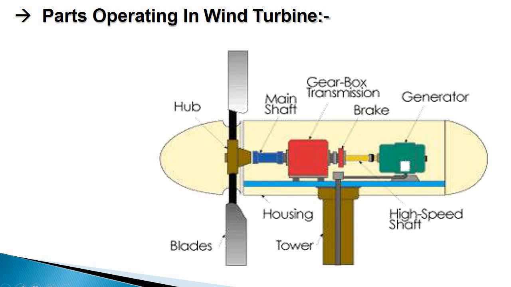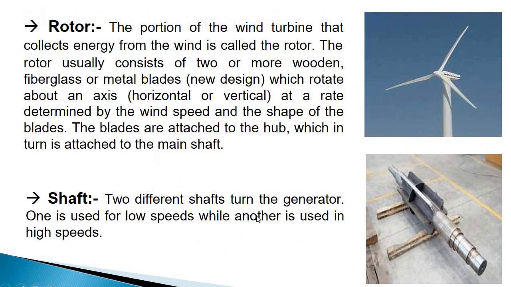So parts operating in the wind turbines. In detail you can see here hub, then blades, main shaft, gearbox, transmission, then brake. Gearbox transmission is connected to the generator. All this is mounted in a housing, and the housing is fitted on the tower. So let us see each component one by one.